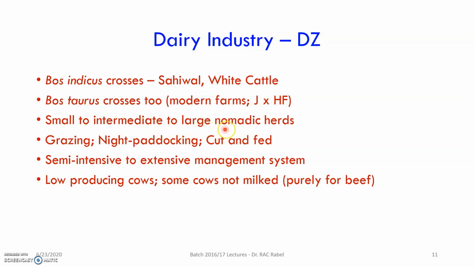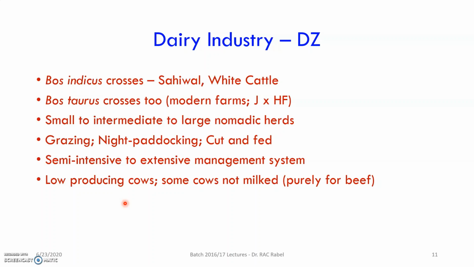Small to intermediate, large nomadic herds. Nomadic is like being nomads, moving from place to place, right? So mostly grazing, cut and fed is very limited. Ridiyagama, of course, they practice that, but usually it's grazing in large herds, right? That is the characteristic feature of the dry zone dairy industry. And of course, there is night paddocking in some places, right? So semi-intensive to extensive. If you recall the previous two systems, you had an intensive to semi-intensive dairy management system, whereas here it's semi-intensive to extensive except at Ridiyagama, right?